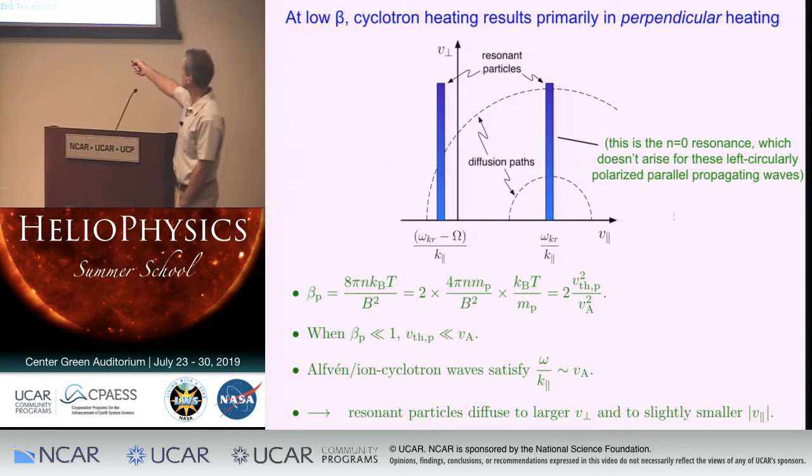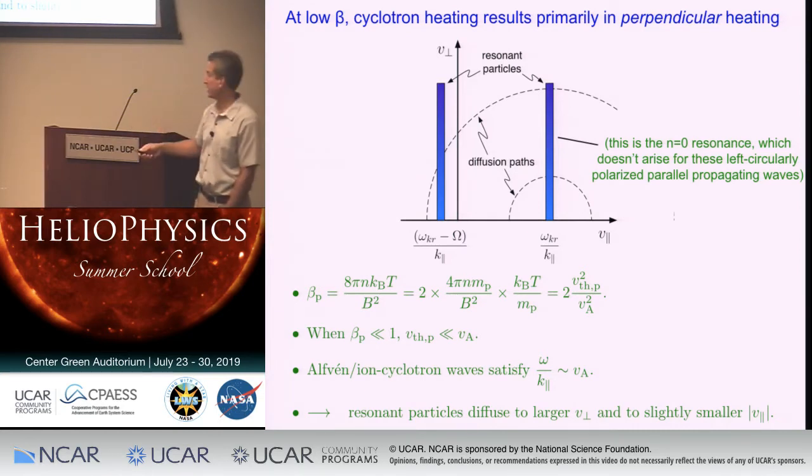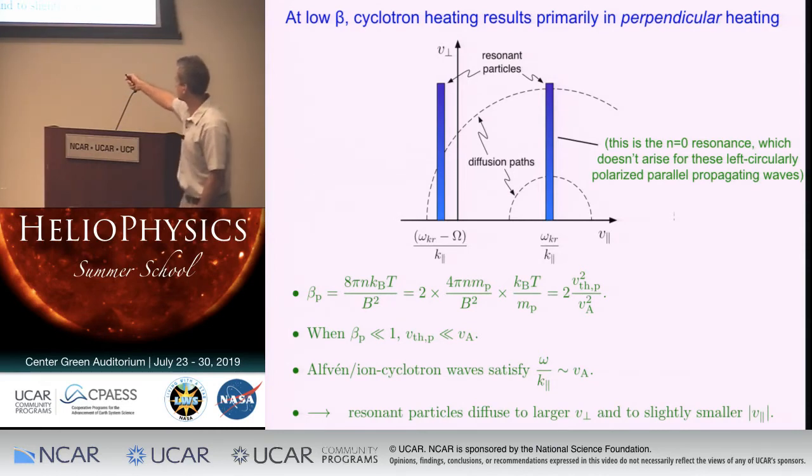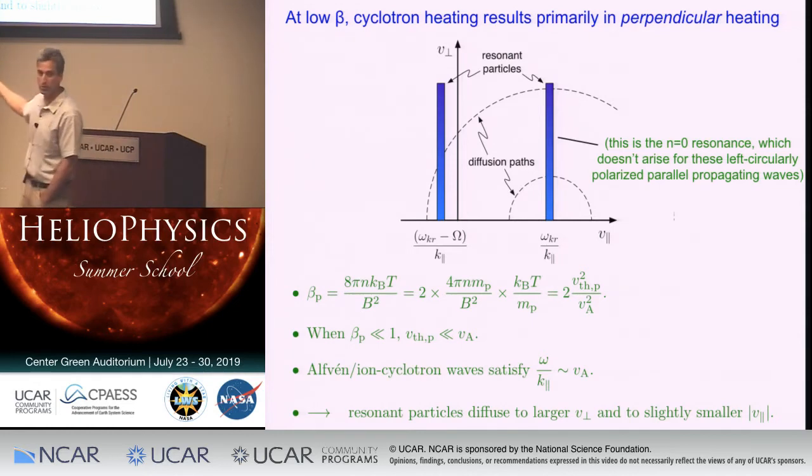This is what I'm talking about here. Beta is small. V thermal is much less than VA. So our typical phase velocities are of order VA. It might be a little bit smaller as you get to that dispersive part of the dispersion relation. So maybe the waves in question might have a parallel phase velocity of 75% VA, but some large phase velocity of the wave. The particles are going to be concentrated near the origin of this plot at low beta.